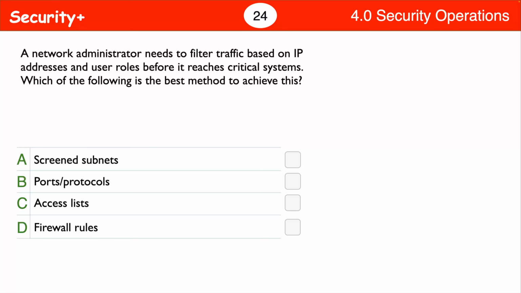Okay, so let's take a look at the key phrases here. The best key phrase without a doubt is going to be user roles, and that gives you the answer. So let's go through the process of elimination, and we can start by eliminating A, screened subnet. This one's not correct because they isolate networks but don't filter traffic based on IPs or users.